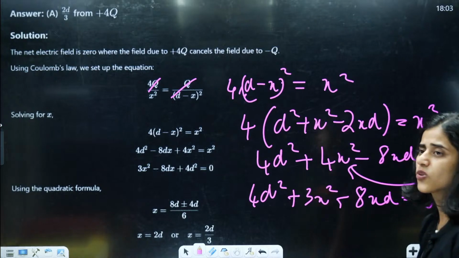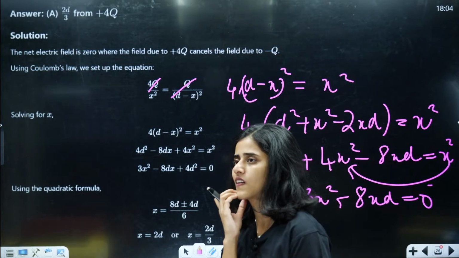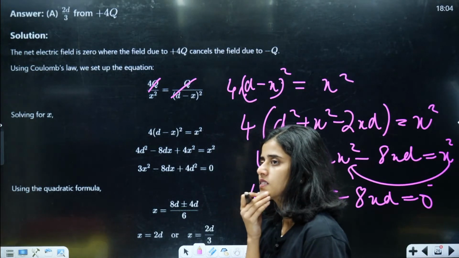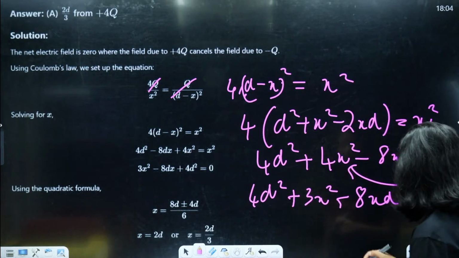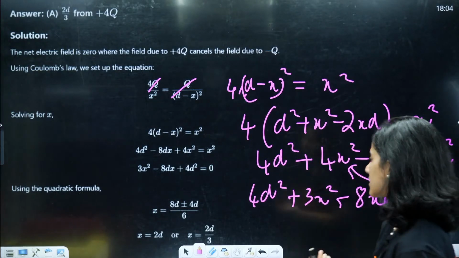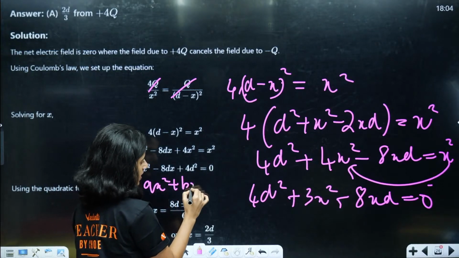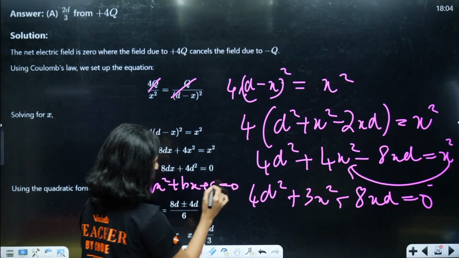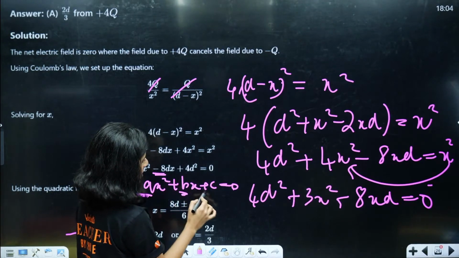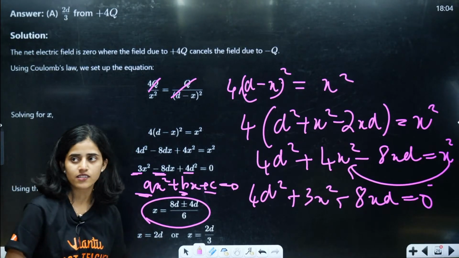Now quickly, this is of a quadratic form. This formula is of the form of a quadratic equation. So it's just of the form ax square plus bx plus c is equal to 0. So what is a here? A is 3, b is minus 8, c is 4. So you can just substitute it in the quadratic form and get the solution.